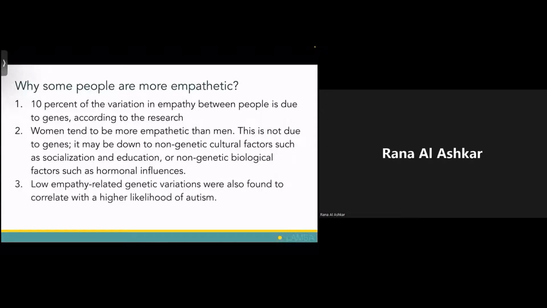likelihood or the correlation between empathy and disorders or spectrum disorders in humans. They found that autistic people who have lower social connections have low empathy-related genetic variations, so their genomes encode for lower empathy levels. This is just to tell you that empathy has a biological and a genetic component.